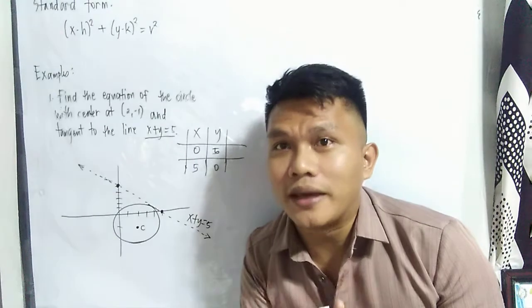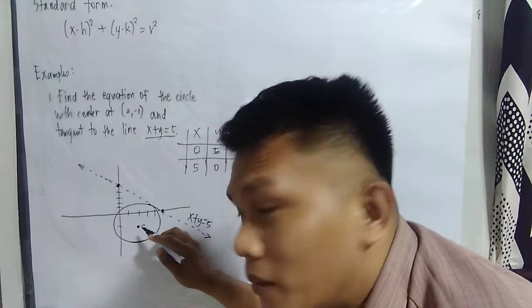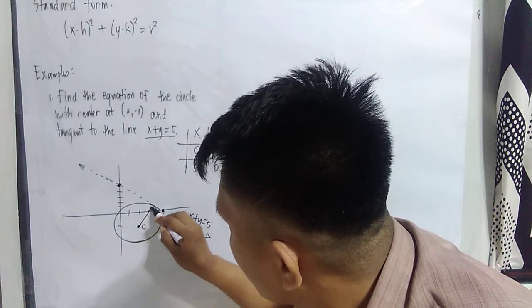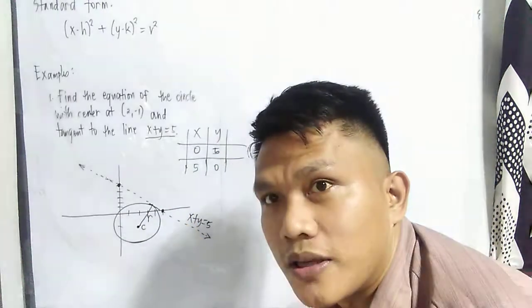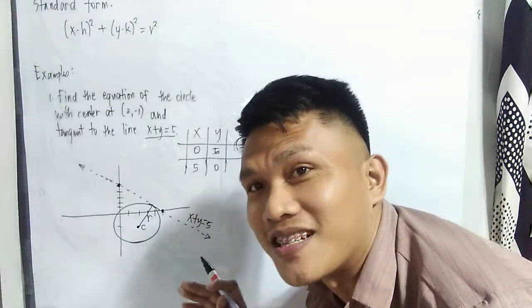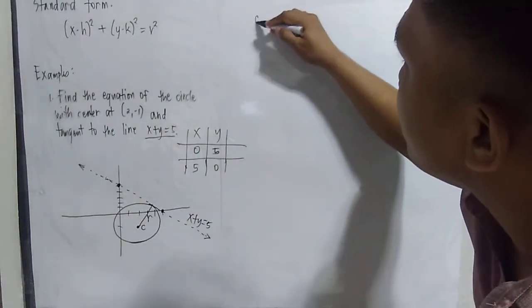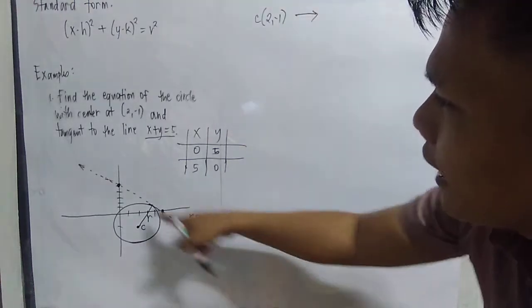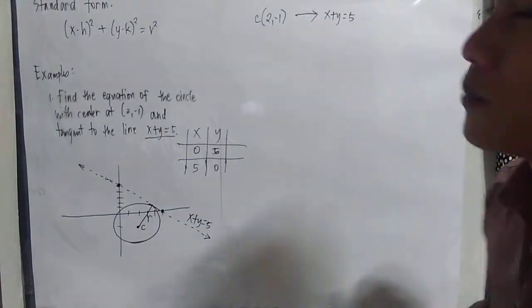So how are we going to find the radius? We are given here the center, and if we put a segment from this center to this tangent line, this is actually our radius. To find the length of this segment, we need to find the distance between the center, which is (2, -1), and the equation of the tangent line, which is x plus y equals 5.